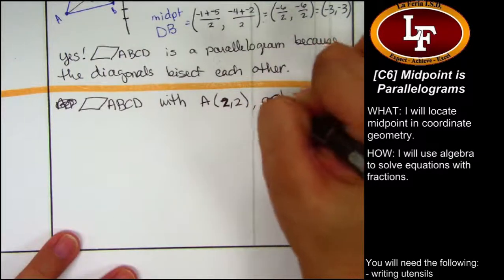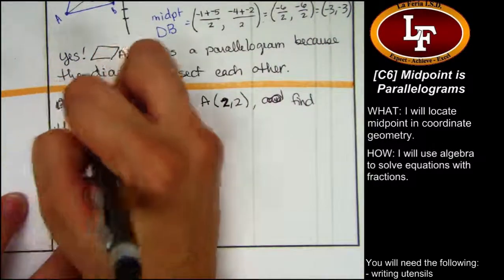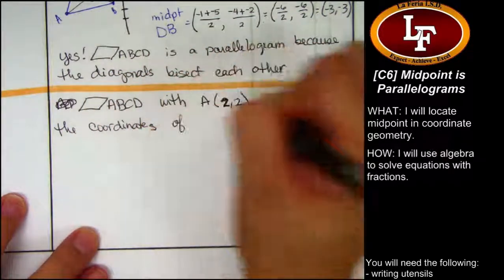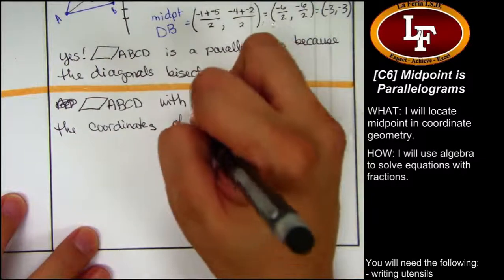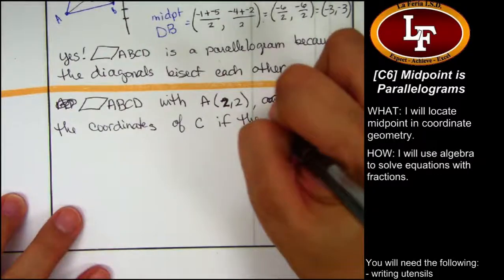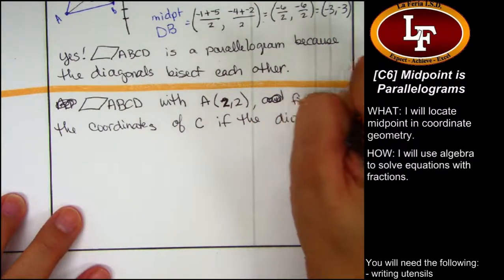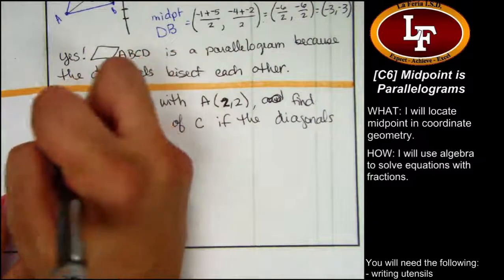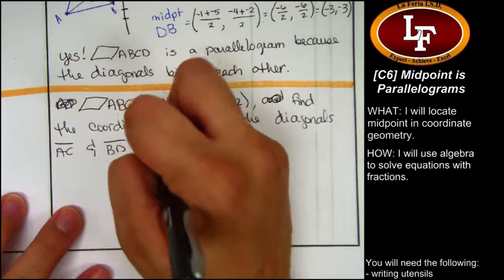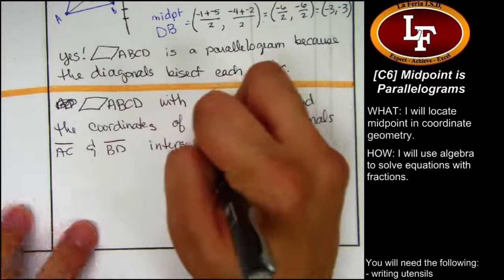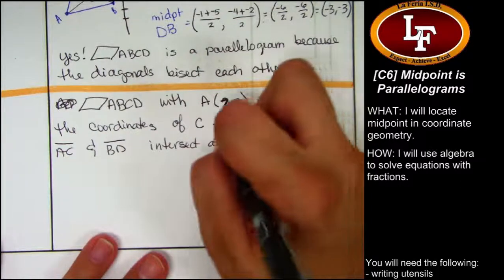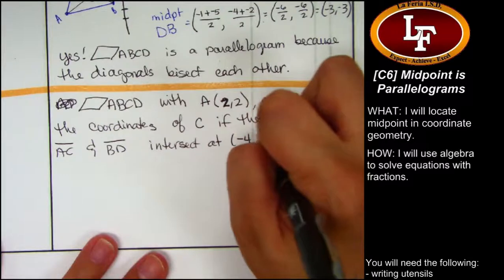What we want to do is find the coordinates of C if the diagonals AC and BD intersect at, I'm going to make up a number here, -4, -6.